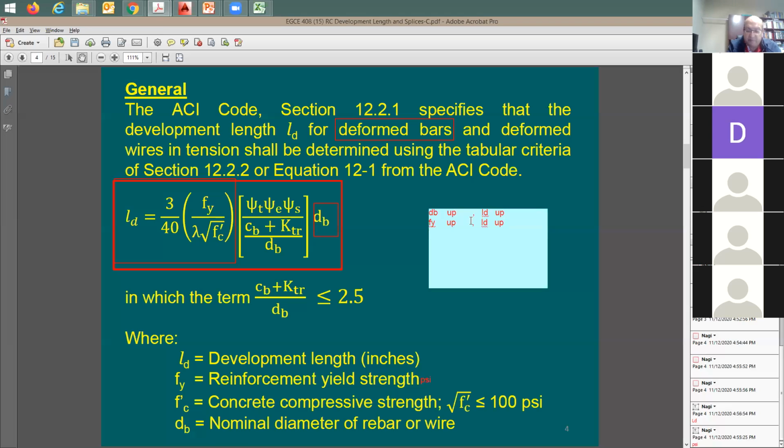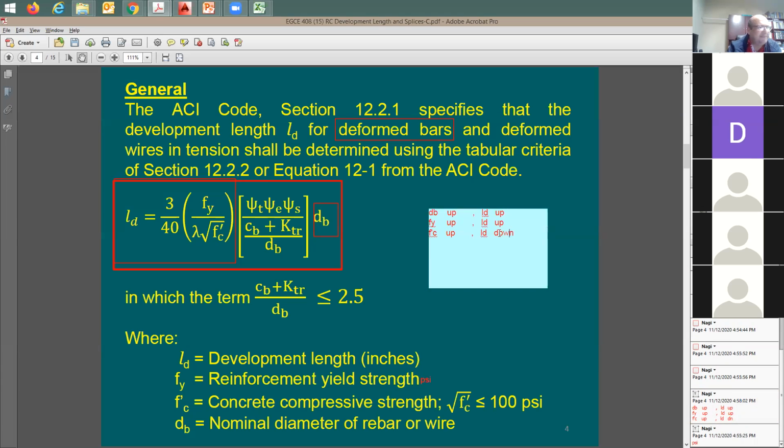So what happens when f prime c goes up? When you have a stronger concrete, it means higher bond. So what happens? LD goes down. Okay, so I'm going to say LD goes down. There is no "on" in "down" when you abbreviate it. Usually we say just DN. It goes down. Someone's going to say D sub N.